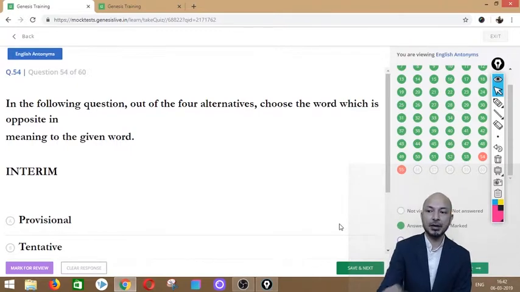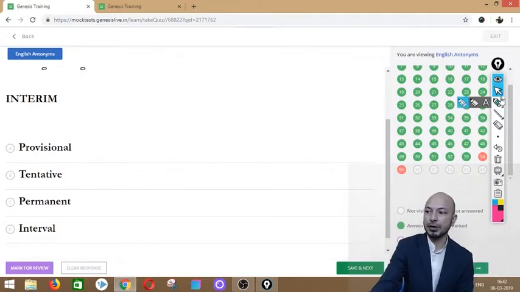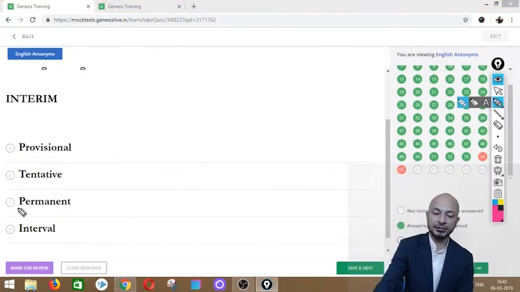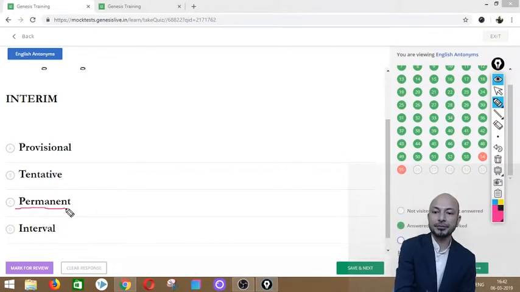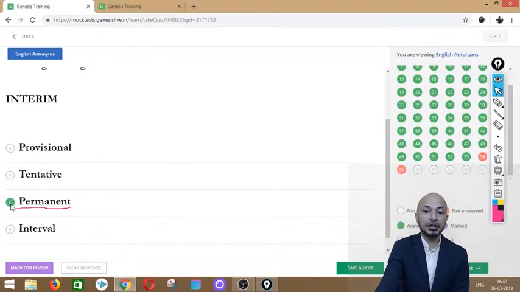The word is interim, and let's look at the options here. They read provisional, tentative, permanent, and interval. So our answer is option C, which says permanent. Interim is something which is lasting for an interval until something more permanent is found. So it is something which is transitory, something which is not permanent, doesn't last for a long time. And permanent is something which is going to last for a long time. So they are antonyms. We click option C and say next.